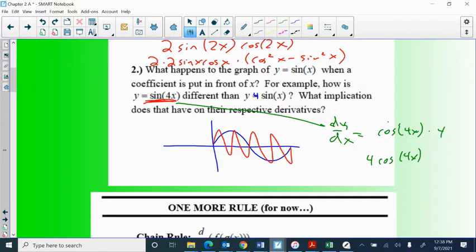So anyway, don't do the derivatives too quickly, one at a time. So let's practice.